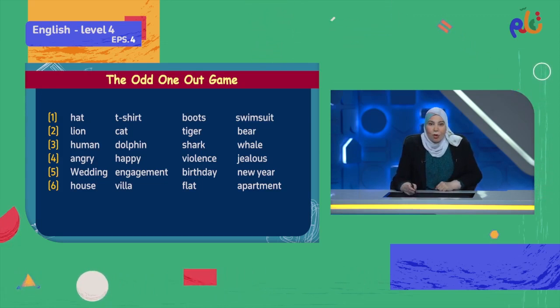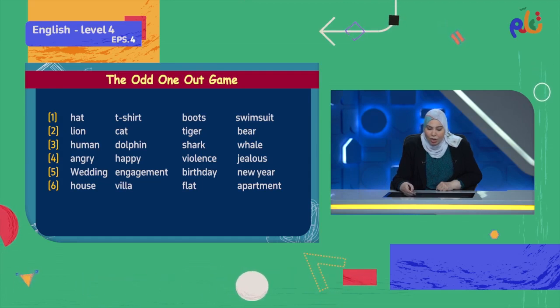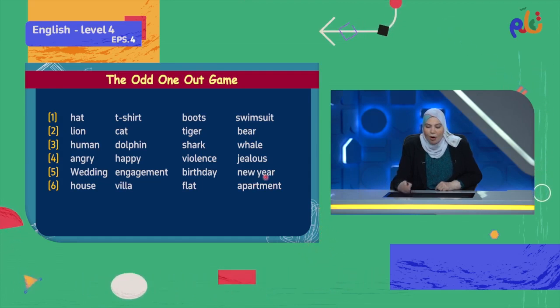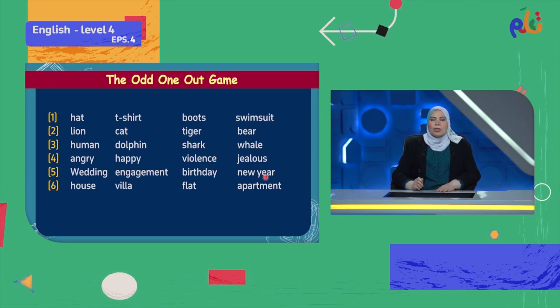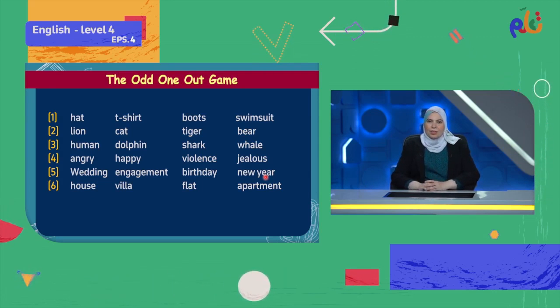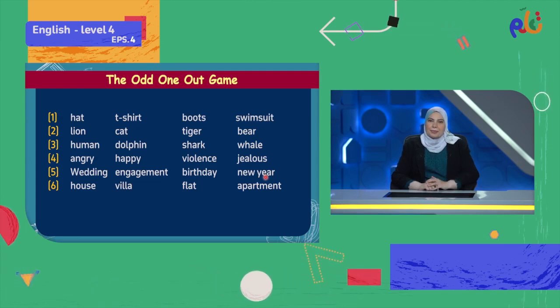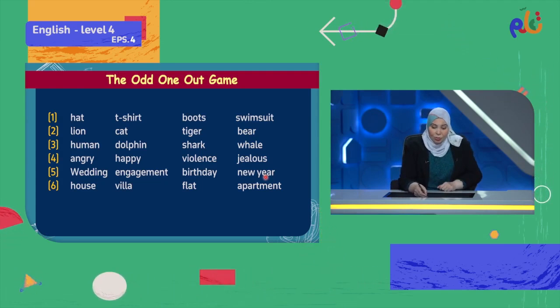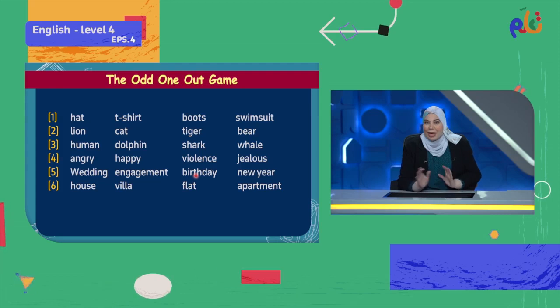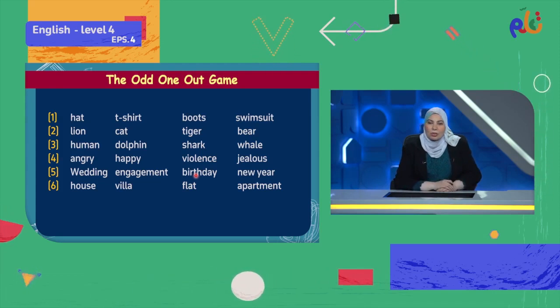Actually, if I am going to odd one out, I will odd apartment. Why do you think apartment is the different word? We're going to think English-wise. Or we can choose flat as well. So it might be this, might be that. Both can be the odd one out.